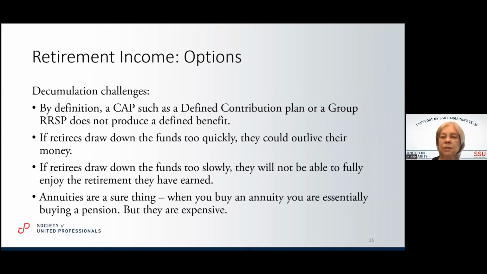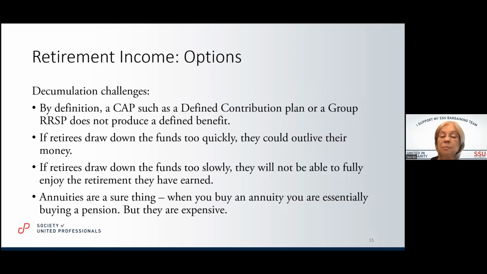Here are some of the challenges. As we know, a plan like a defined contribution plan or a group RSP does not produce a defined benefit. It is just money. If the retiree draws down the funds too quickly, they could outlive their money. And unfortunately, this can lead to behavior where the retiree is afraid to spend. They draw down the funds too slowly and are not able to fully enjoy the retirement that they have earned.